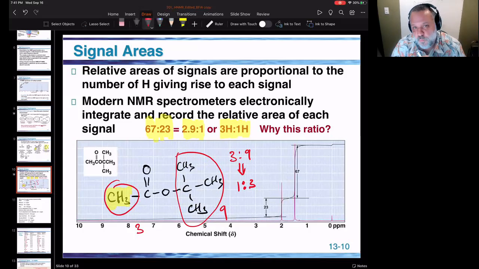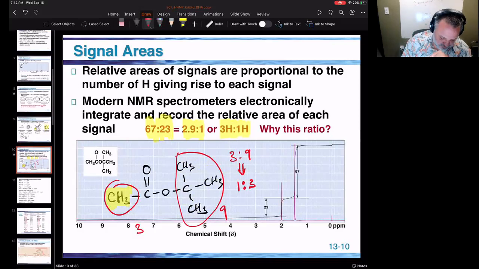So when we look at an NMR spectrum, you can measure the relative area of the peaks and establish the lowest whole number ratio to determine the proportionality between the number of hydrogens giving that signal and the peak area. So again, this is really important as far as being part of the signal. Okay, so let's take a look.